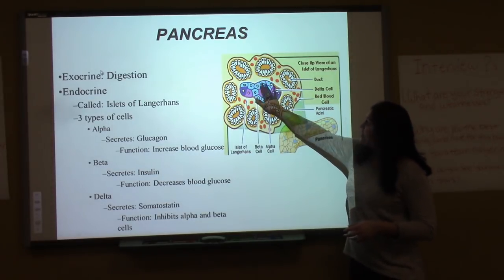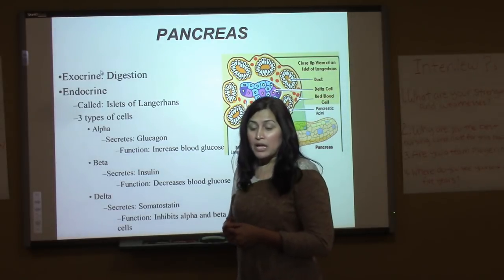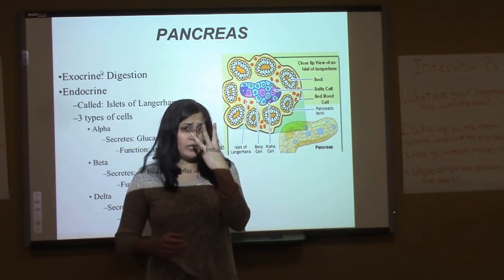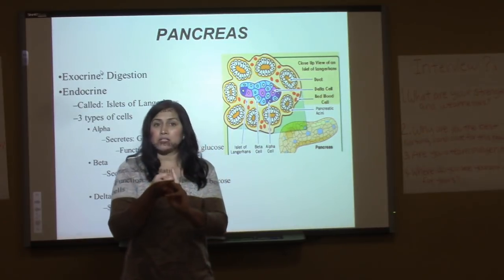Taking a closer look, here is the endocrine part of the pancreas, which are called islets of Langerhans. The endocrine part of the pancreas has three cells. It has alpha cell, beta cell, and delta cell.